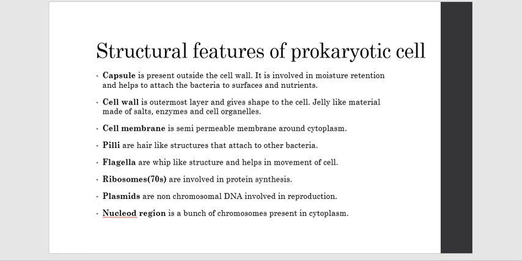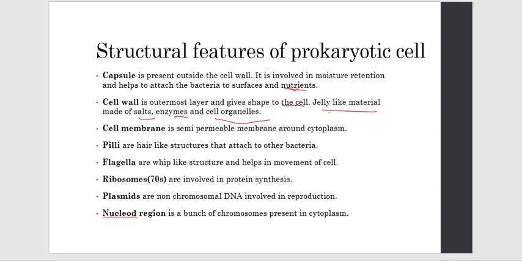Structural features of the prokaryotic cells. Capsule. The capsule is present outside of the cell wall. It is involved in moisture retention and helps to attach the bacteria to surfaces and nutrients. It helps attach one bacterium to another and to obtain nutrients from the outside environment. The cell wall is the outermost layer and gives shape to the cell. The cytoplasm is a jelly-like material made of salts, enzymes, and the cell organelles are present in it.